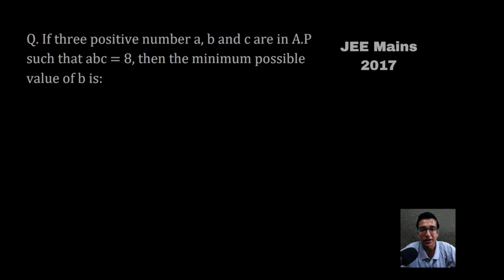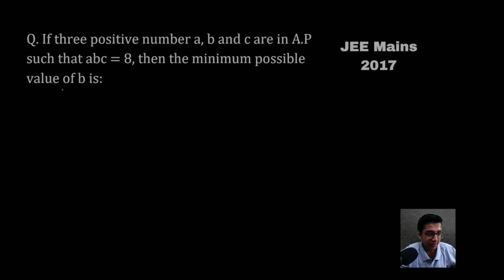If three positive numbers A, B and C are in an AP such that ABC is equal to 8, then the minimum possible value of B is. This question was asked in JEE Mains 2017. In those times, there used to be just one paper before the pandemic, obviously, and there used to be 90 questions asked in the paper. So this was one of them. A good question, however, a very easy one. Let's solve this.